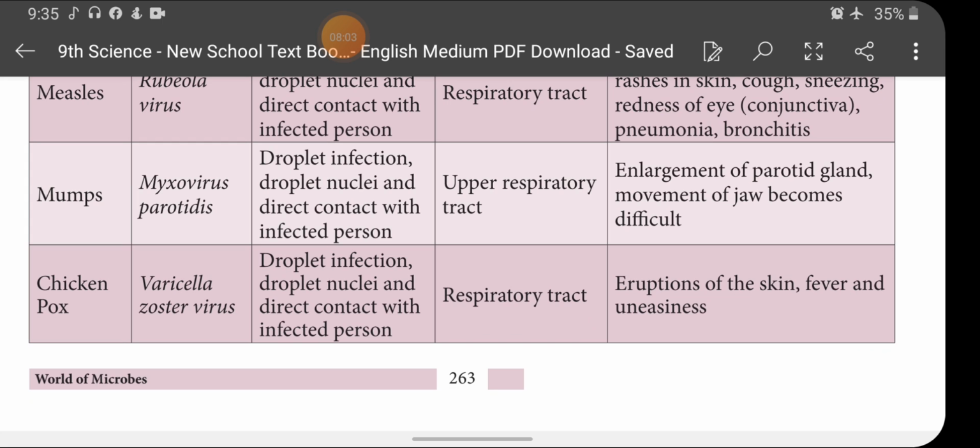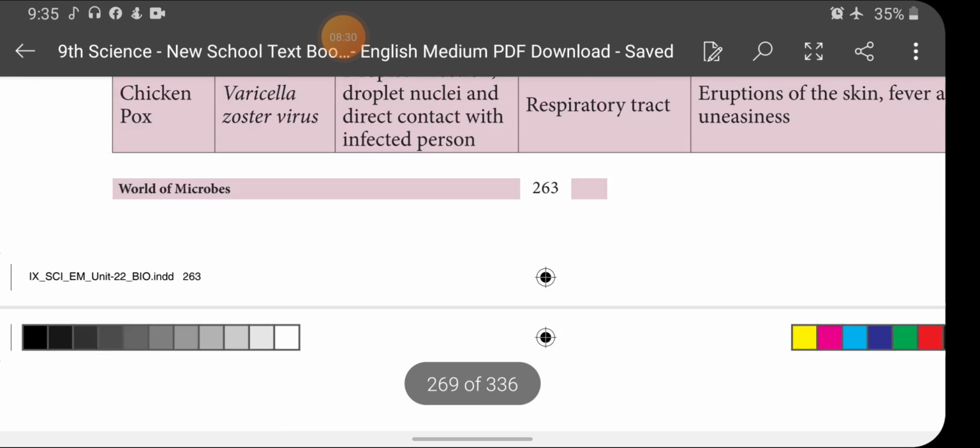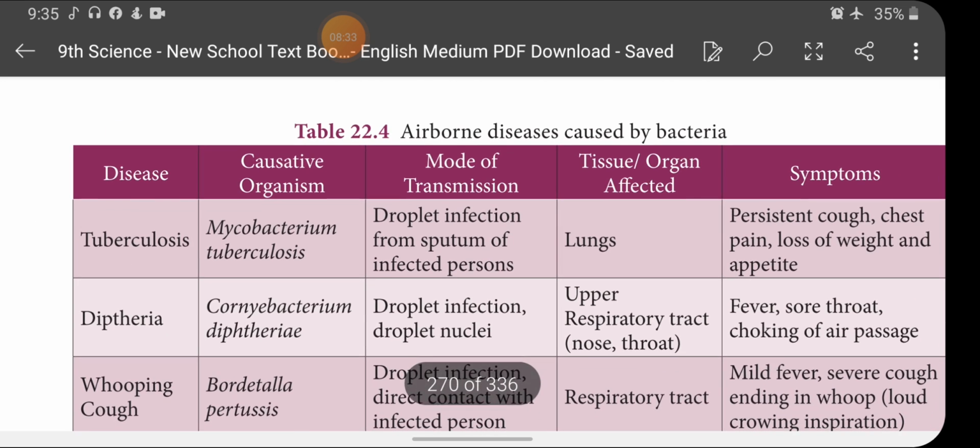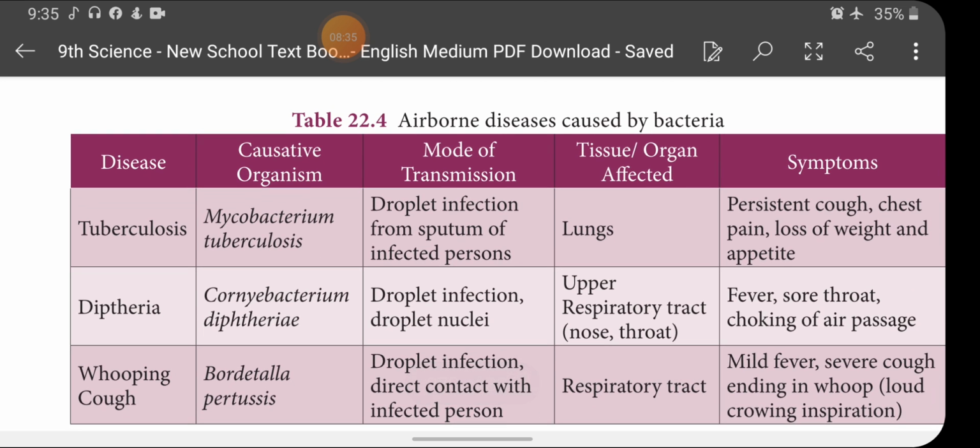And next one is chickenpox. Chickenpox is caused by the pathogen varicella zoster virus, and it is spread like mumps and measles, that is, droplet infection, droplet nuclei, direct contact with an infected person. The part or organ affected in the host body is the respiratory tract, and the symptoms are eruptions of the skin, fever and uneasiness. Next, airborne diseases caused by bacteria.